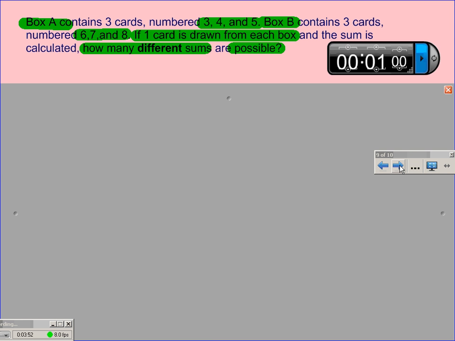Box A contains 3 cards numbered 3, 4, and 5. Box B contains 3 cards numbered 6, 7, and 8. If one card is drawn from each box and the sum is calculated, how many different sums are possible?